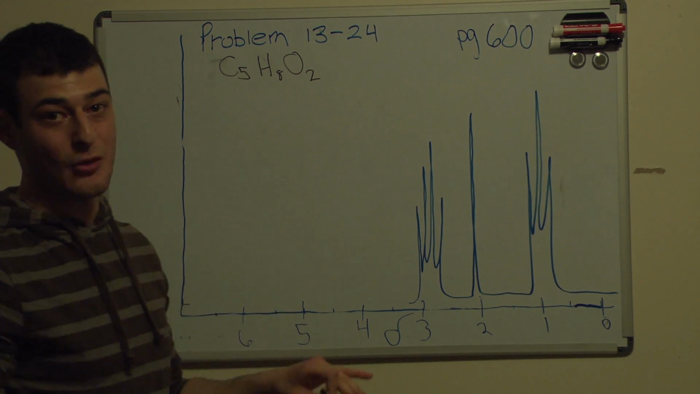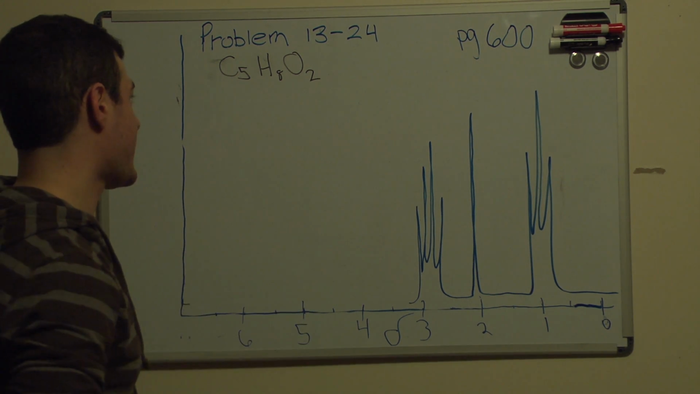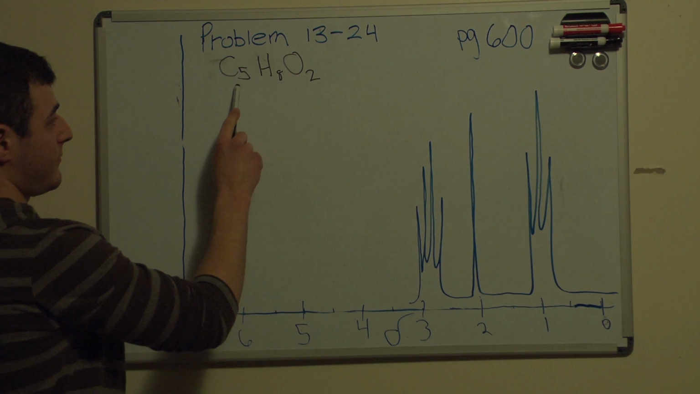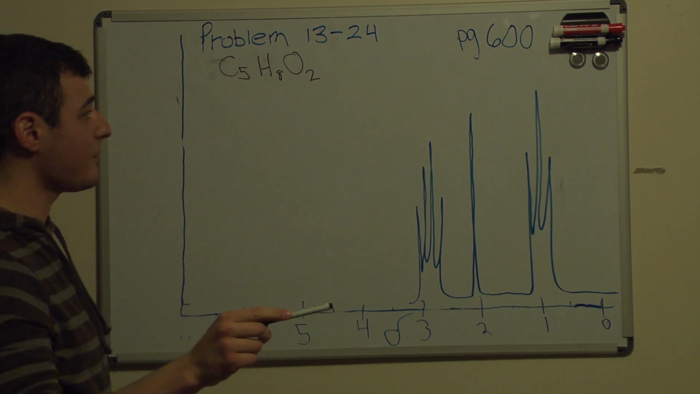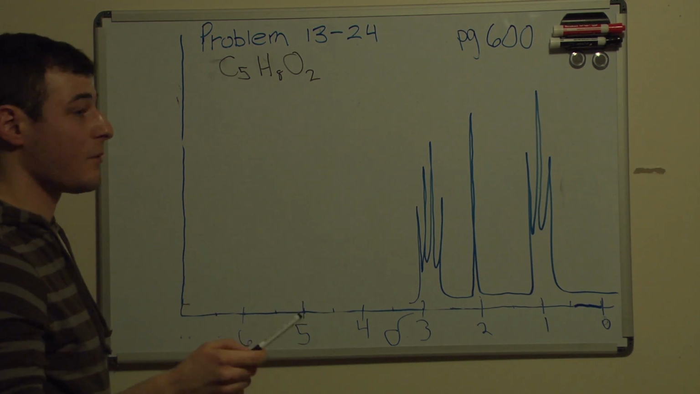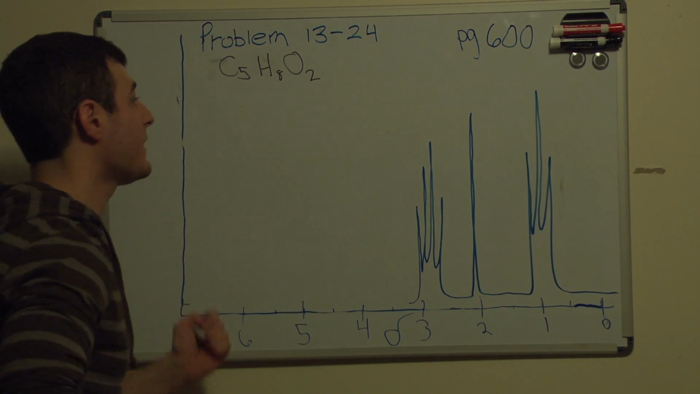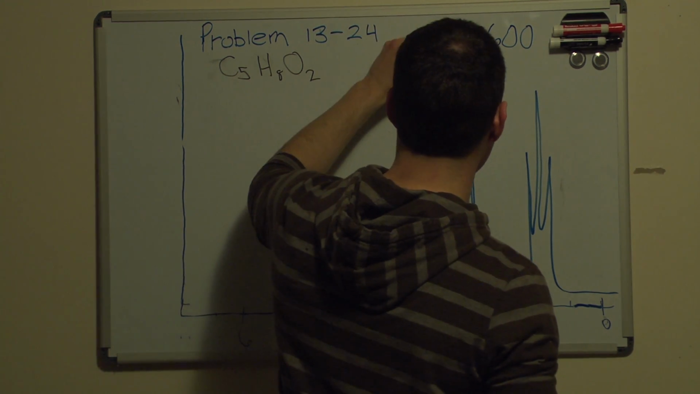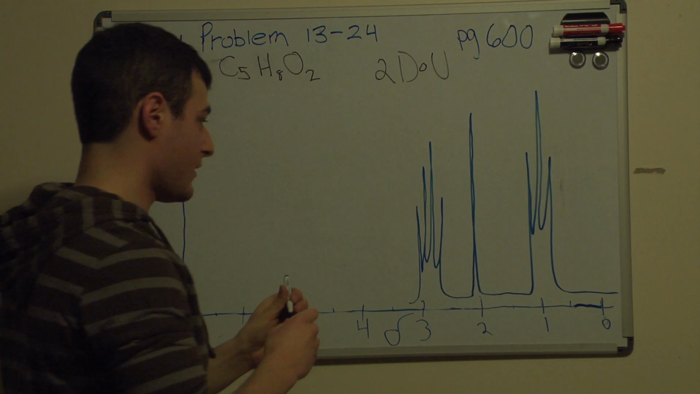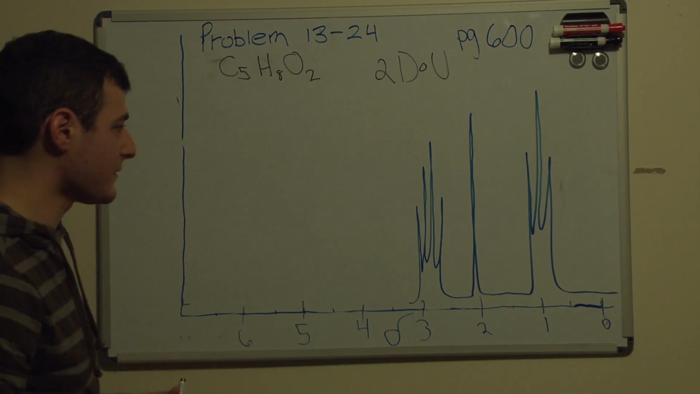Again, first step, always, degrees of unsaturation. So we have 5 times 2 equals 10, plus 2 equals 12, minus 8 equals 4. Divide that all by 2, and we get 2. So I'm going to put that up here. 2 degrees of unsaturation. So yeah, let's start solving this problem.